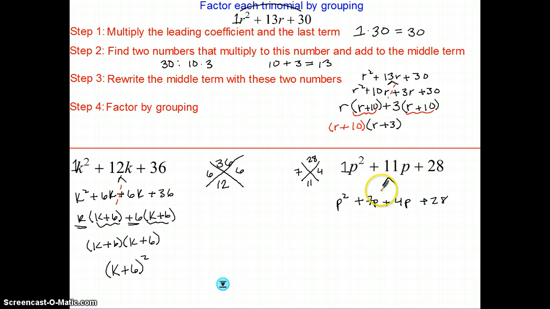From the left half, I see that there is a greatest common factor of p, so when I factor out that p, I'm left with p plus 7. From the right, I see a greatest common factor of 4. When I factor out the 4, I'm left with p plus 7. Now I take my greatest common factor of p plus 7 out, and what that leaves me with in my second set of parentheses is a p plus 4.